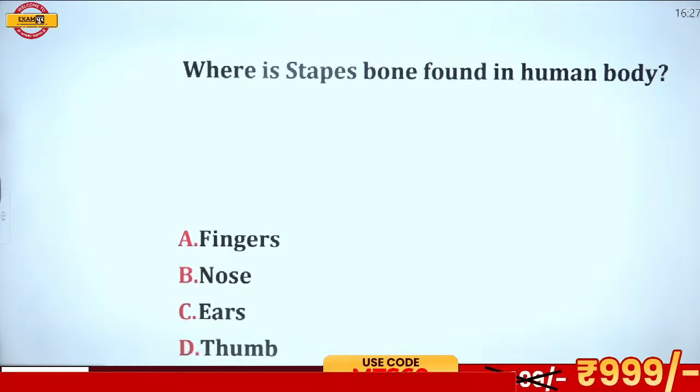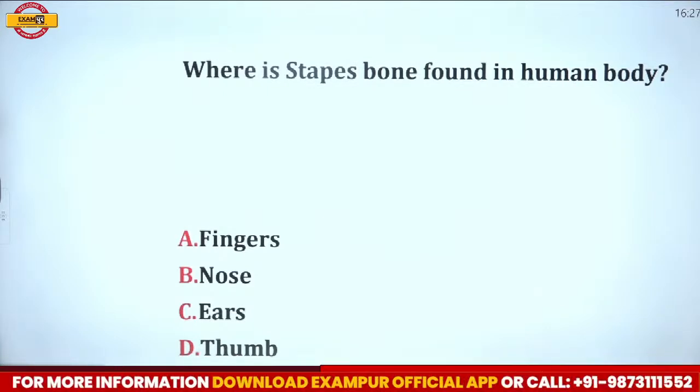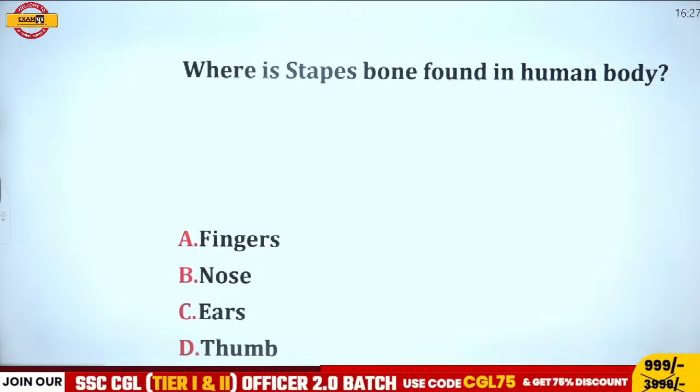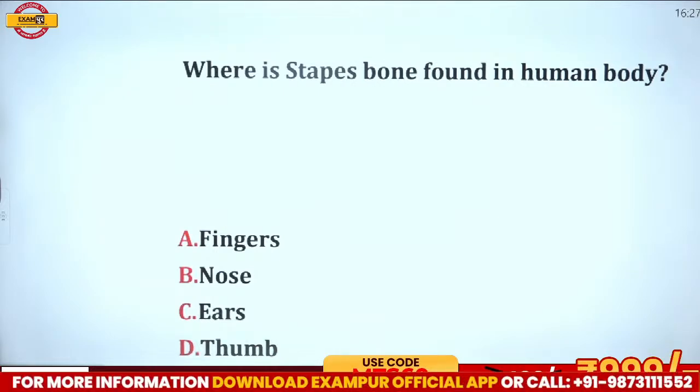So we have a question. Where is stapes found in the human body? Can you answer this? Where is the stapes found?